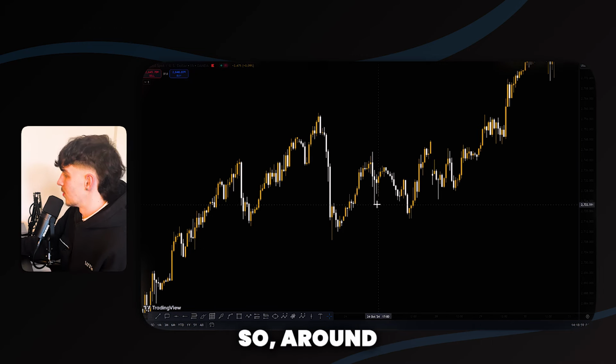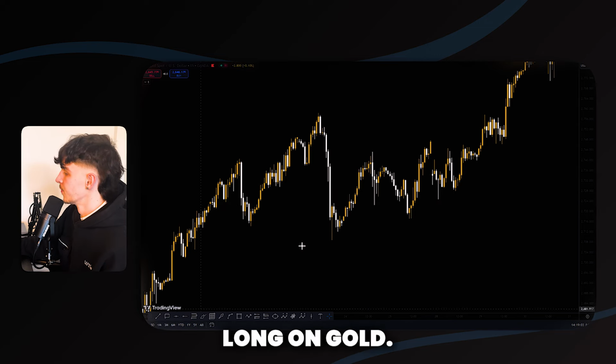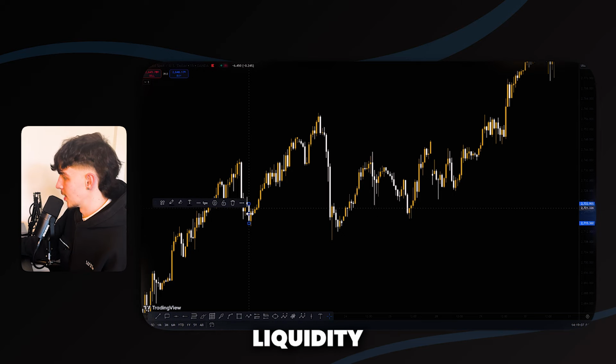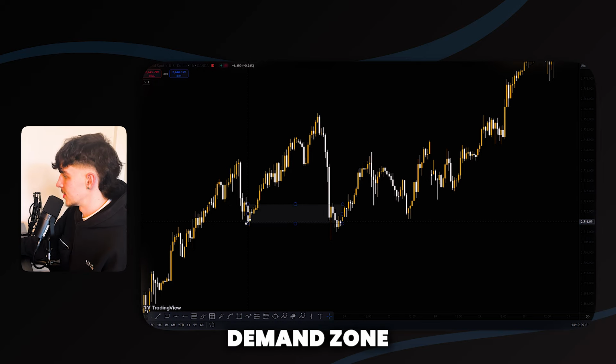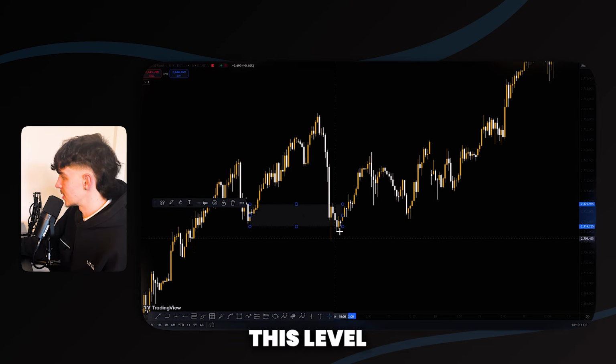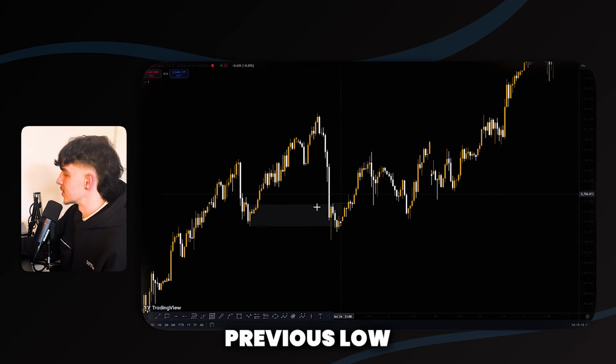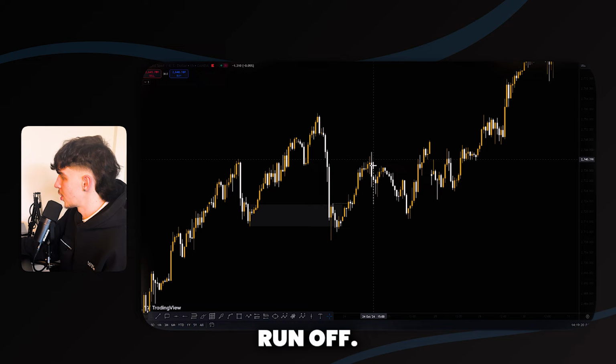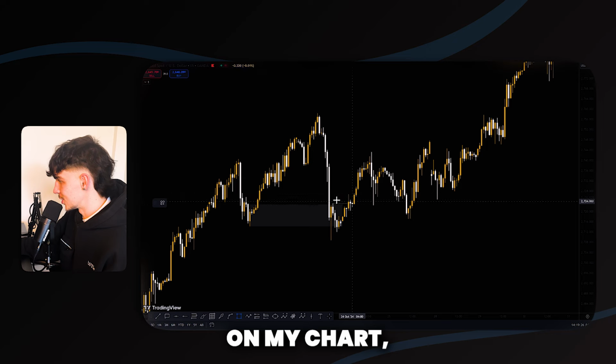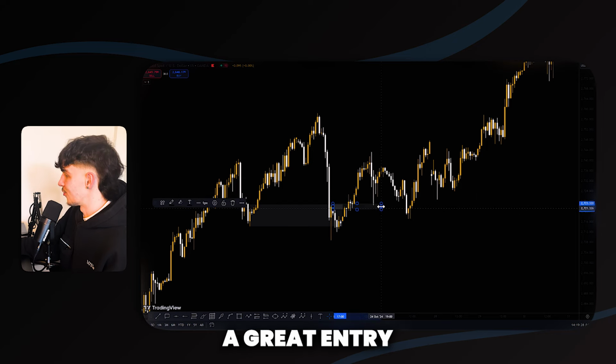At around this time, at this price action, I decided to go long on gold. I saw that the market had a nice demand zone liquidity grab. So we had this demand zone that was created, and then we swept this level and broke this previous pivot high. Once this previous lower high was broken, the market had a nice run up, and on a smaller time frame, we did have a nice retracement back into this given high, which I highlighted on my chart, and it was a great entry in my mind.